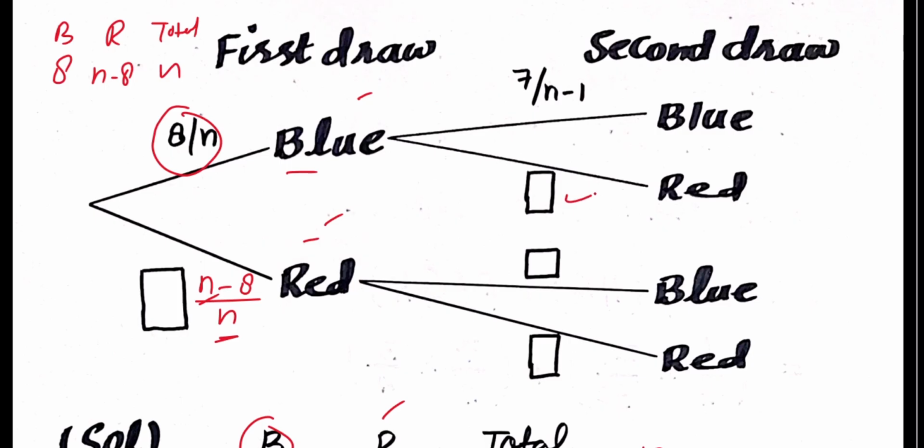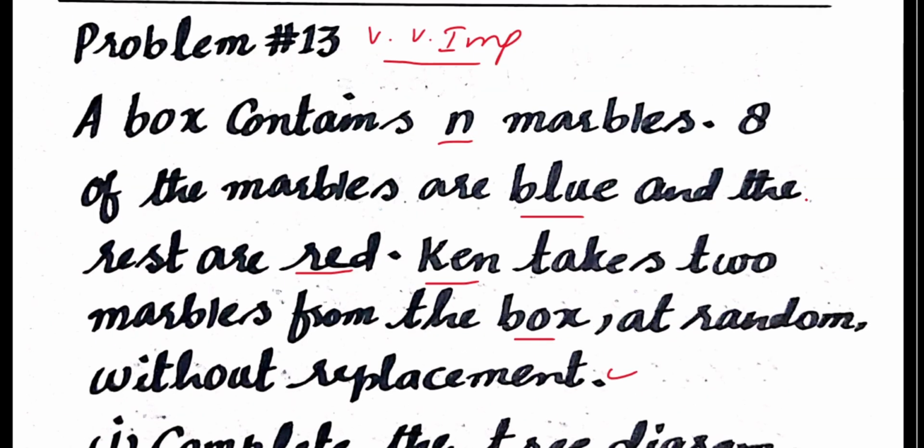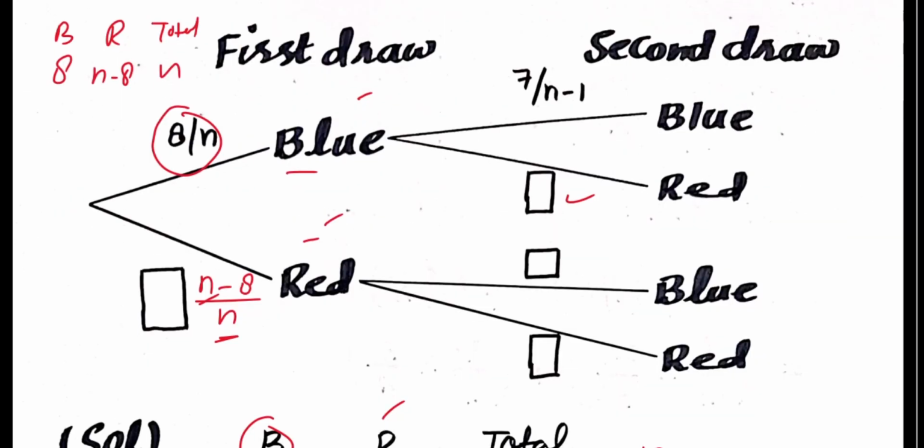Now this is the second draw, and in the question it is given that we have to choose the marbles without replacement. It means at the second draw the total marbles will be n minus 1, because total marbles are n. This is red. From this branch we have not chosen any red, because this is the branch of blue. So the total red will be the same, that is n minus 8, but total marbles are n minus 1. So this is n minus 8 over n minus 1.